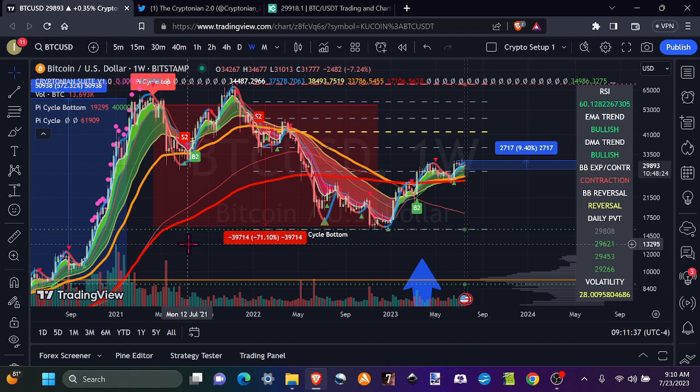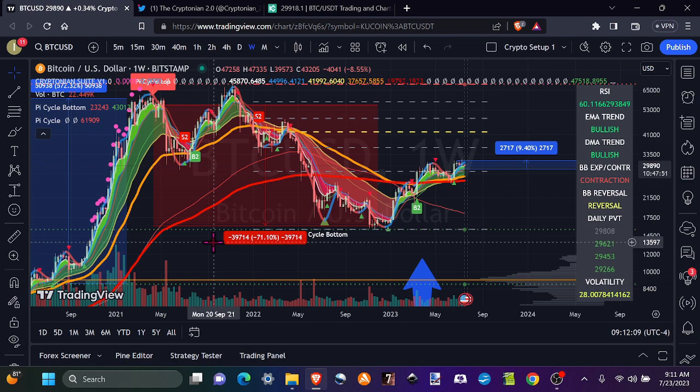However, this is a different chart. This is the weekly chart, and I wanted to show something to you on the weekly chart. This is more of a long-term macro view on the Bitcoin cycles, right? However, we're not going to get into the Bitcoin cycle so much. We're going to get into some signals that the Cryptonian suite is giving. They're basically B2 signals, and these are trend reversal signals.